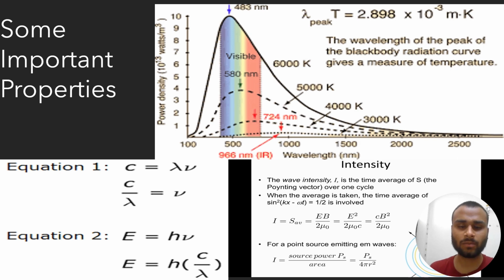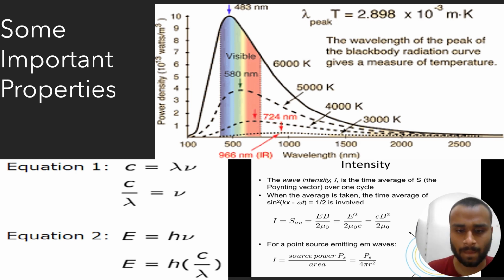So now we have seen the electromagnetic wave spectrum. Now let's discuss two of the main properties of the electromagnetic wave which we are going to utilize for detecting our light. One of the properties, as everyone knows, is that frequency is given by c by lambda and energy is given by h nu. So this is the very easy property. But for intensity, without going too deep, the intensity is calculated using the Poynting vector over one cycle. For now, we can say that for a point source emitting electromagnetic waves, the intensity is given by the source power divided by area. So we are going to make use of this intensity and this energy property of electromagnetic waves to detect our light.